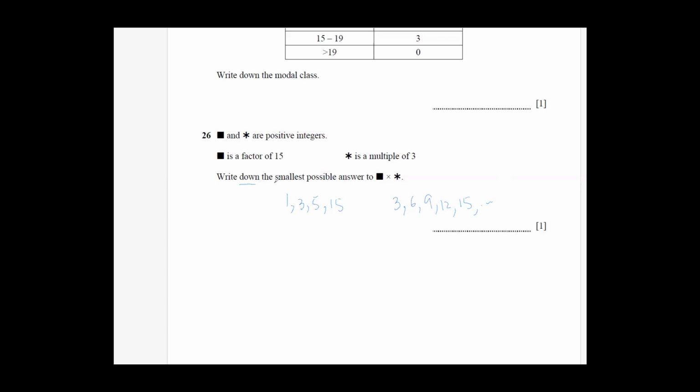Write down the smallest possible answer to solid square times asterisk. When you need to have the smallest answer for the product, that means both the numbers should be minimum. The minimum from this is 1 and the minimum from this is 3. So the product is 1 times 3, that is 3. So the right answer is 3.